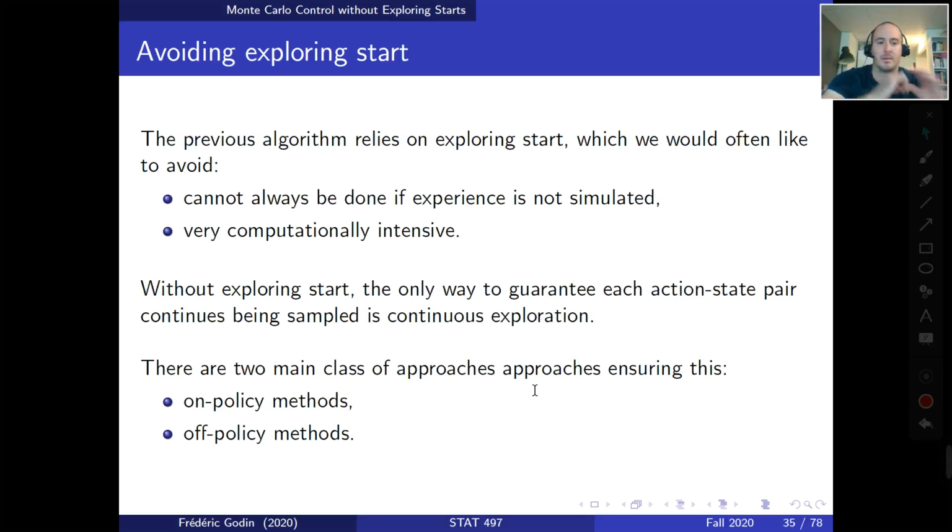So we're going to stop here for this video. In the next video, we're going to discuss approaches to avoid the exploring starts, which we deemed inconvenient in this video. We will discuss this in the upcoming video.